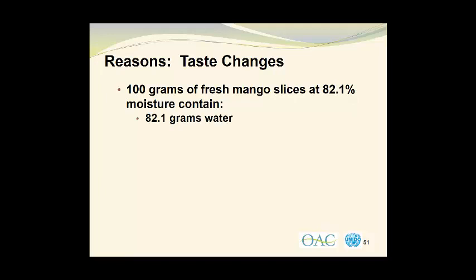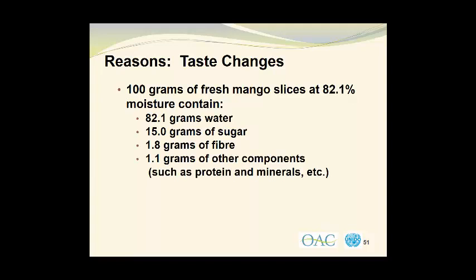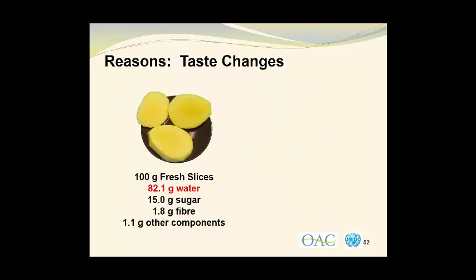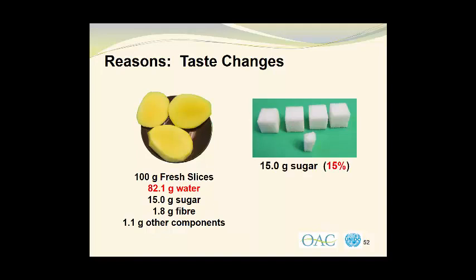In this 100 grams of fresh mango slices, we will have 82.1 grams of water, 15 grams of sugar, 1.8 grams of fiber, and 1.1 grams of other components such as proteins and minerals, etc. There would be 15% sugar in the fresh mango slices. So let's show this diagrammatically. We have 100 grams of fresh slices containing 82.1 grams of water, 15 grams of sugar, 1.8 grams of fiber, and 1.1 grams of other components. And the important thing to realize here is that there are 15.0 grams of sugar, which constitute 15% of the weight of these fresh mango slices.